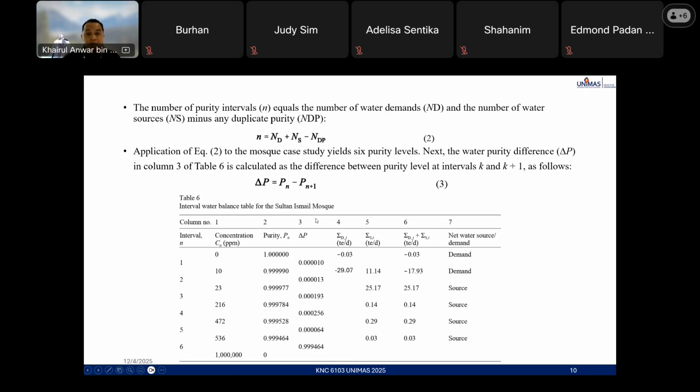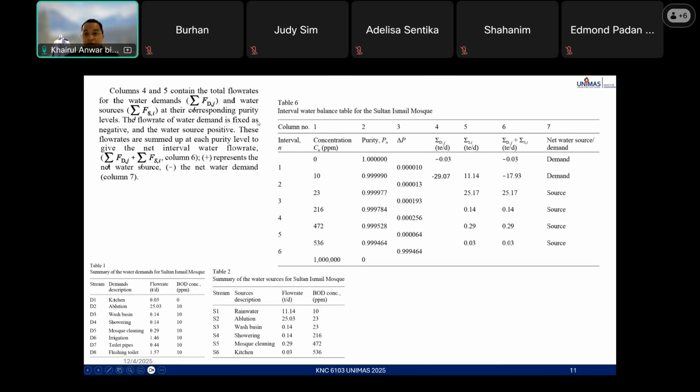Columns 4 and 5 are for the water cascade analysis. There will be no drawing, but you need to calculate. No graph though. Columns 4 and 5 contain the total flow rate for the water demand FD and the water source FS at their corresponding purity levels. The flow rate of water demand is taken as negative, and the water source is positive.